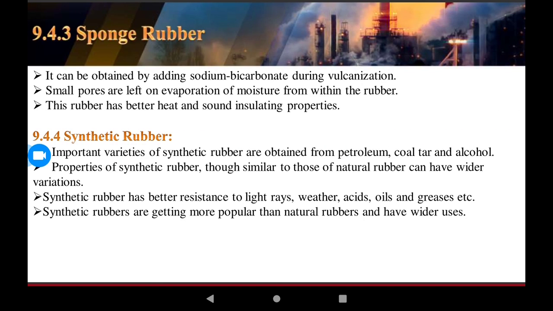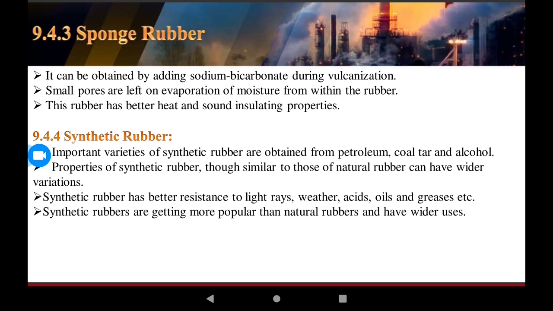Sponge rubber. It can be obtained by adding sodium bicarbonate during vulcanization. During the vulcanization process, chemical compounds like sodium carbonate release gas, and moisture is left from within the rubber, making it very porous. This rubber has better heat and sound insulating properties, and its applications follow from this.